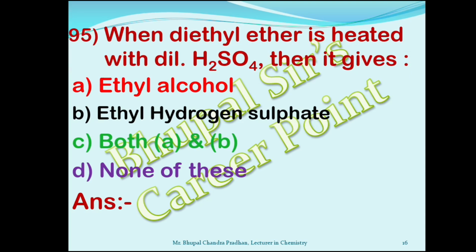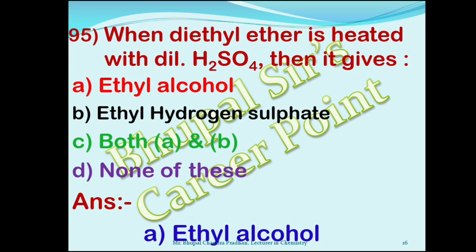It undergoes hydrolysis. Dilute H2SO4 is H2SO4 plus water. This water hydrolyzes the ether to give alcohol. As we take diethyl ether here, it will give us 2 molecules of ethyl alcohol. So option E is the correct answer. That is, ethyl alcohol is formed when diethyl ether is heated with dilute H2SO4.